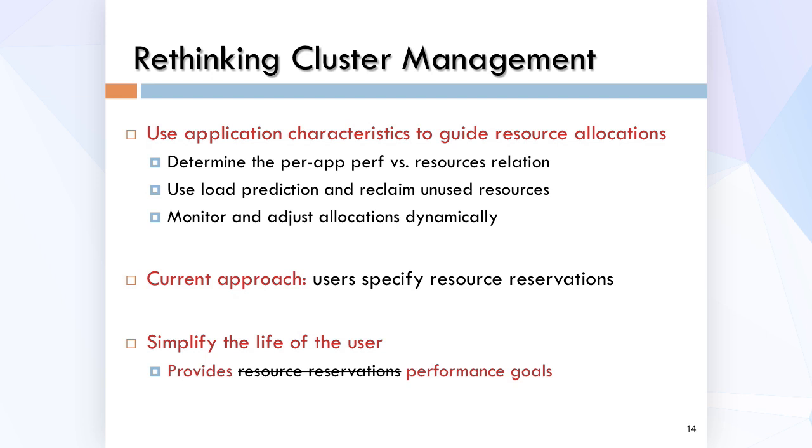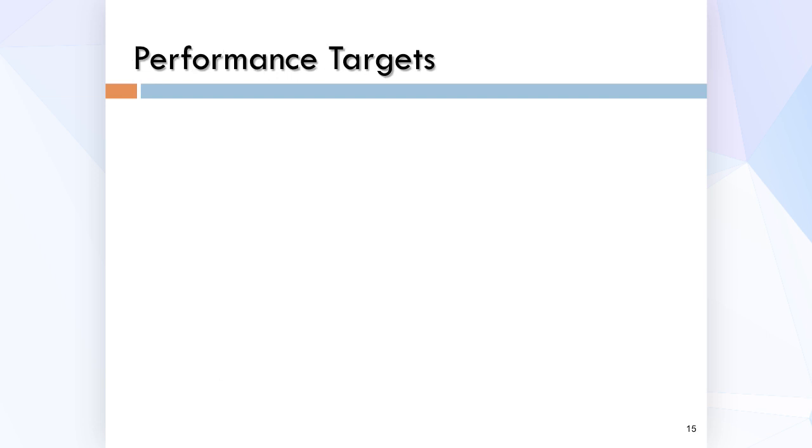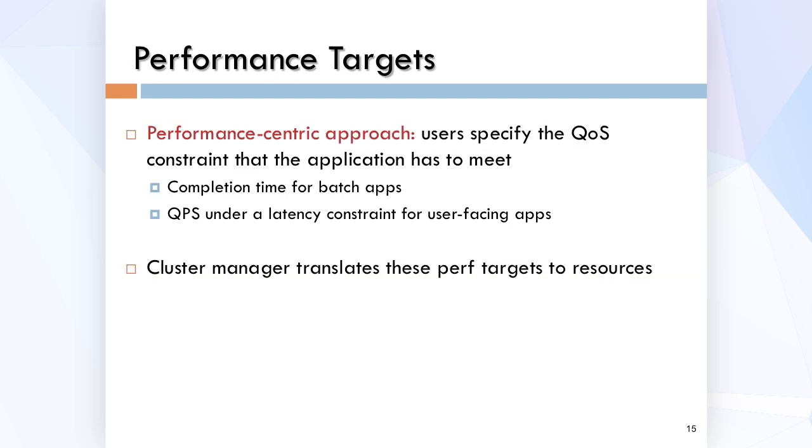And then we can go even further than that. So the current approach is that the user is expected to specify how many resources he wants for his application. But what if we can make the life of the user a bit easier? So what if, instead of specifying the raw resources that he needs, he specifies a performance target that he wants the application to meet? So what do I mean by a performance target? Obviously, different applications care about different things. So a performance target for a batch Hadoop-like workload can be something like the completion time or the progress rate, or for a latency-critical application like Memcached, it can be the queries per second under a latency constraint for the 99th percentile latency.